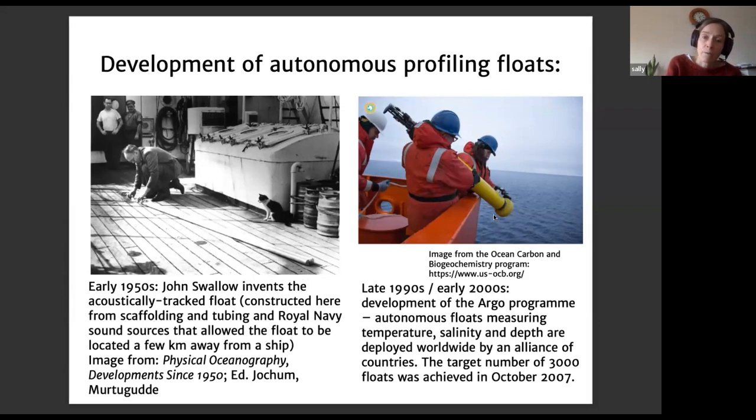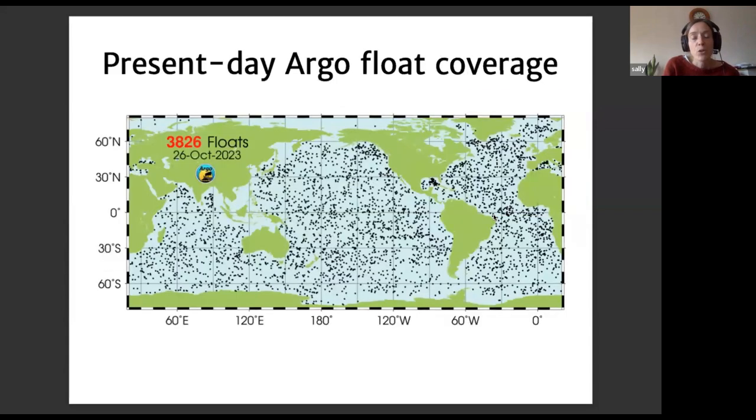These Argo floats are deployed into the ocean. They float around and take measurements. There are now 3,000 of them floating freely in the ocean. A snapshot of the Argo float coverage looks something like this. This was taken yesterday, and you can see that there are 3,826 of these floats currently floating around in the ocean, returning data on a regular basis. This has really drastically improved our knowledge of the state of the ocean.